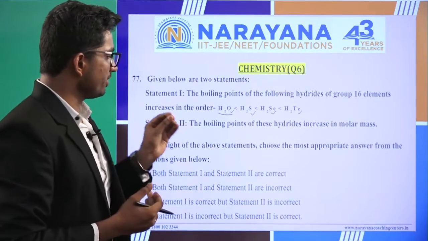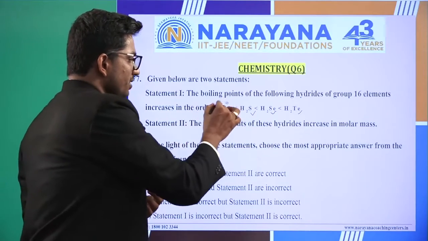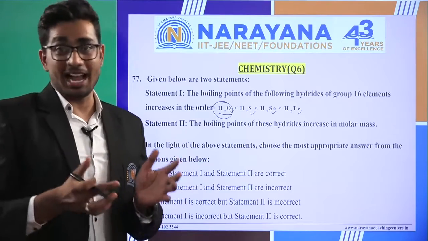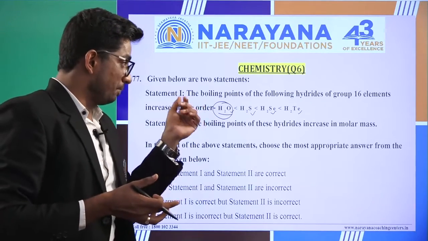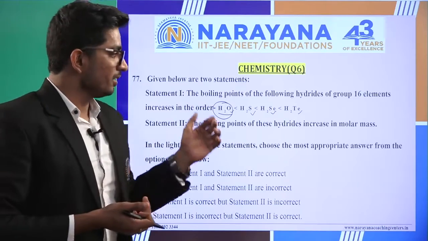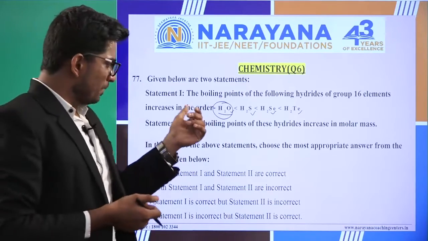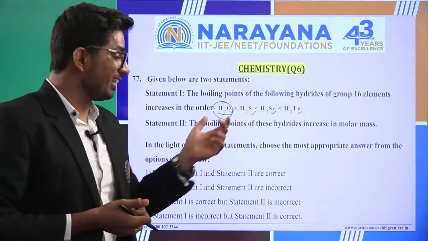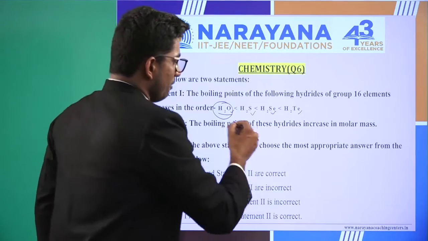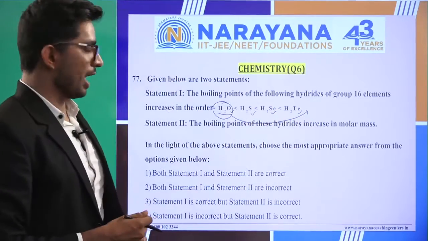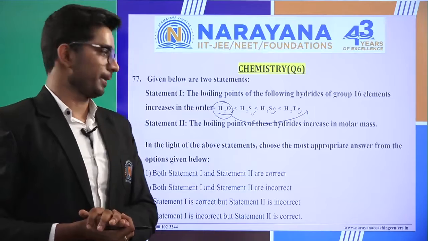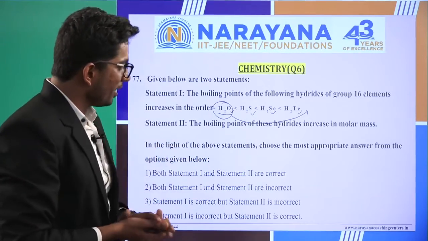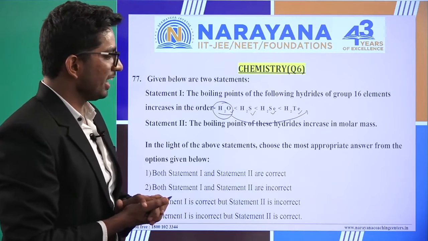So here we'll see that water is quite different from all these hydrides. It's because of hydrogen bonding present there, and that hydrogen bonding increases the intermolecular forces, and that increases the boiling point. So water has the maximum boiling point, and as you know, water exists in liquid state at room temperature, while H2S is a gas. So here water should have the maximum boiling point. So this option is incorrect. The rest of the order is correct because we decide that on the basis of the molar mass.